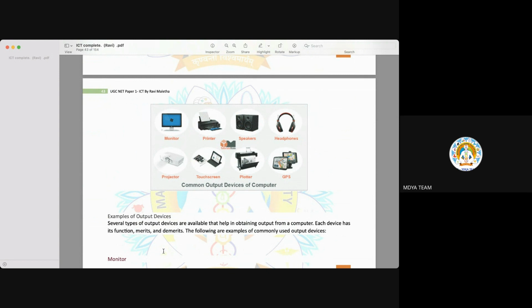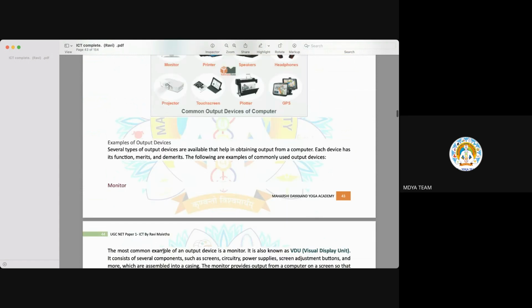And headphones also, if you want that audio to be listened to by you only, then you can use headphones. Projectors, if you want to present some data or presentation or paper in front of others, by using a projector you can project that small screen to a larger screen so everyone can see that. Then touch screen, then plotters, and GPS, that is global positioning system. So we'll see one by one.